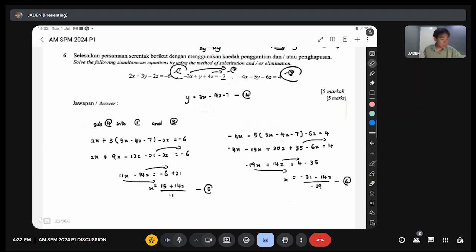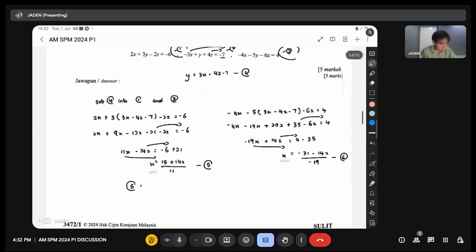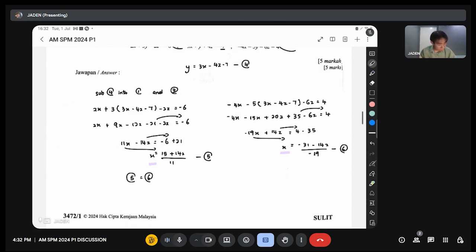Do you notice the left-hand side is x, right-hand side is x? Like 5 and 6 is both x, right? So they are the same thing right now. What I would do is I would write 5 equal to 6, because I already expressed x as my subject. So that means I'm doing 15 plus 14z divided by 11 equal to negative 31 minus 14z over negative 19.